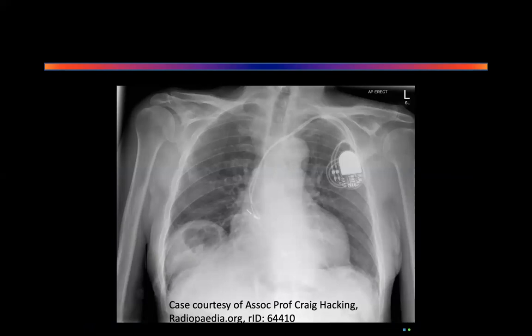Gas shadows. How will you differentiate a hernia from an eventration? You can see the level of the diaphragm clearly. Dynamic flow. Ramaswamy, how will you differentiate an eventration from a hernia? What's the next investigation you will do? Fluoroscopy. Before fluoroscopy? Ultrasound. Before fluoroscopy? Come on, guys. Lateral chest X-ray. You'll do a lateral chest X-ray because you want to see whether the two diaphragms are at the same level.